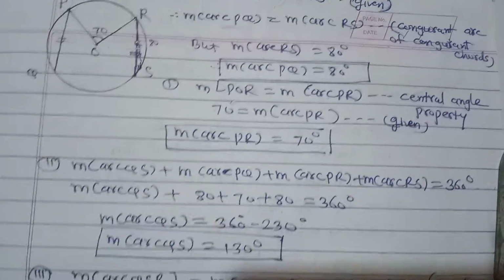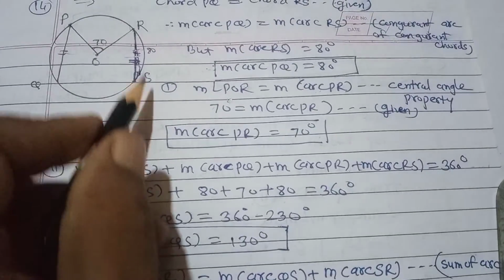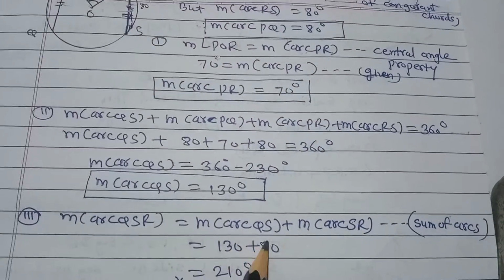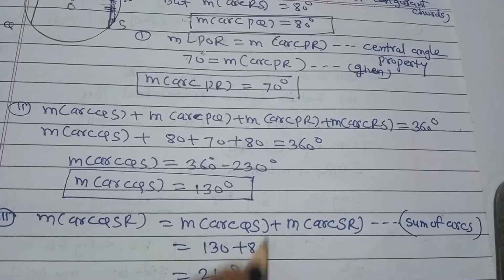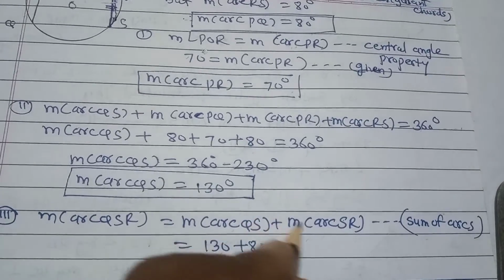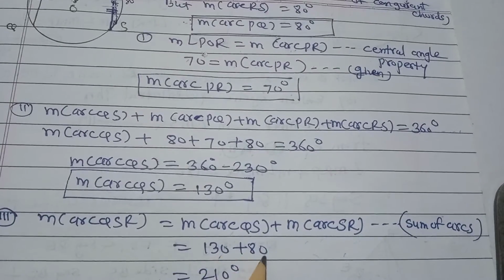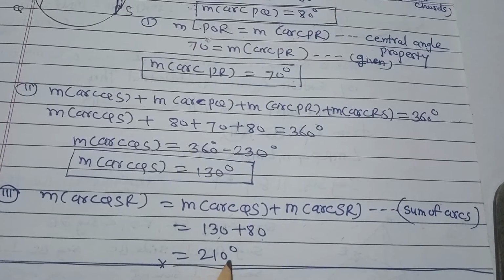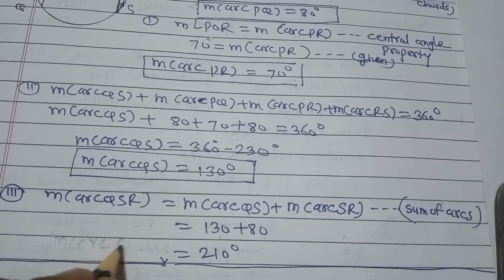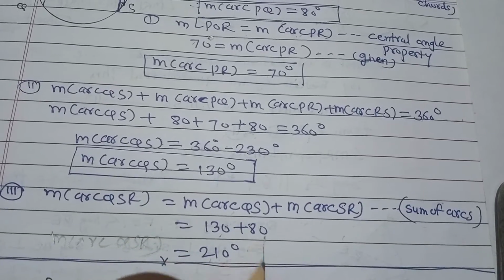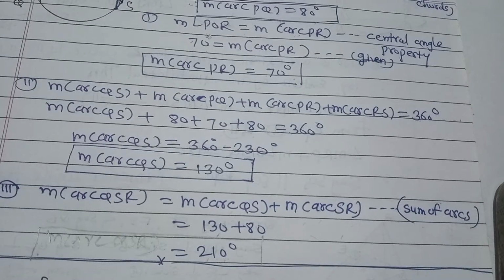So measure of arc QSR is equal to measure of arc QS plus measure of arc SR, the sum of arcs. QS is 130 degrees, SR is 80 degrees. So 130 plus 80 is 210 degrees, the measure of arc QSR. In this way we solve example number 14.